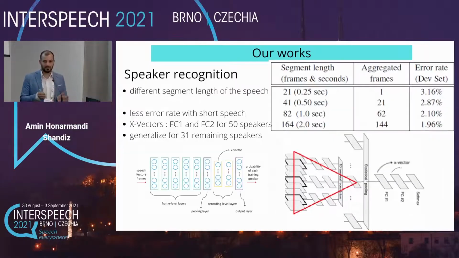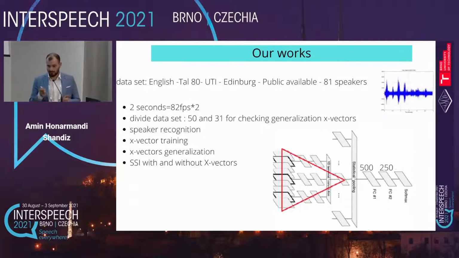So first of all, we cut speeches or utterances to 2 seconds, and the ultrasound frame rate is 82 frames per second, so we have 164 frames for each utterance. Then we divided the dataset into 2 datasets. One dataset is for training and another for generalization, where 50 of the speakers are for training and the rest of them for generalization.